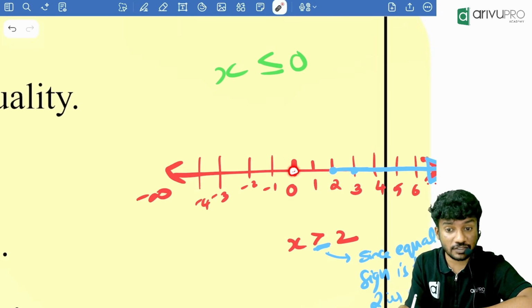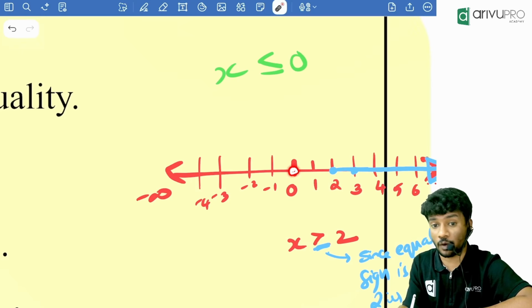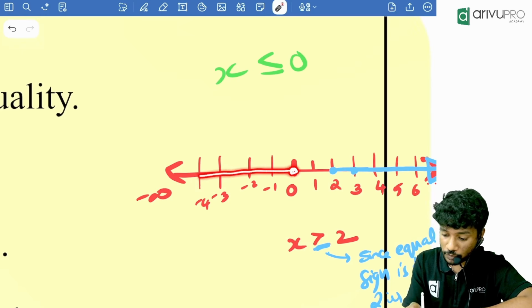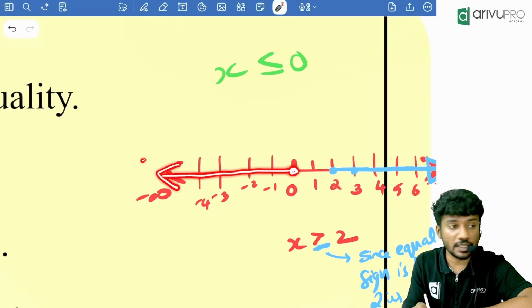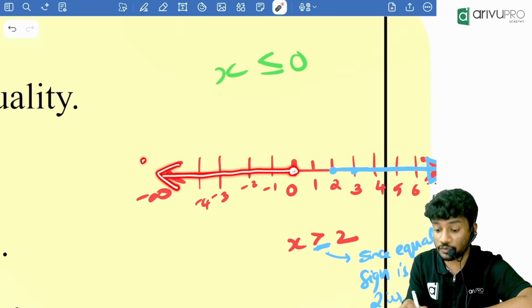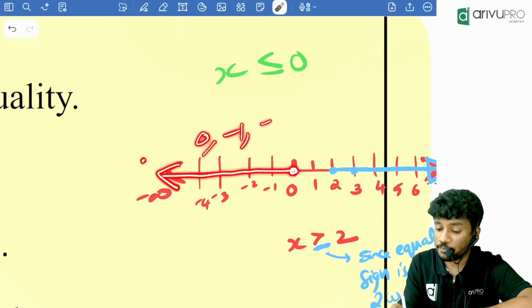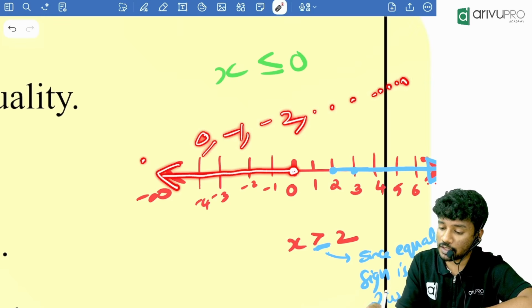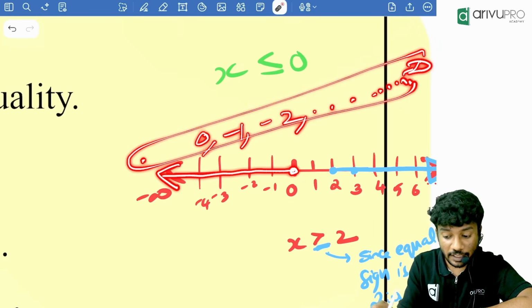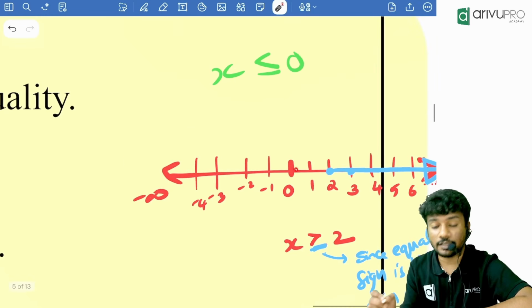It should be less than 0. What are the values less than 0? 0 to minus infinity. Correct? 0, minus 1, minus 2, etc., till what? Minus infinity. Now my question, is 0 included?